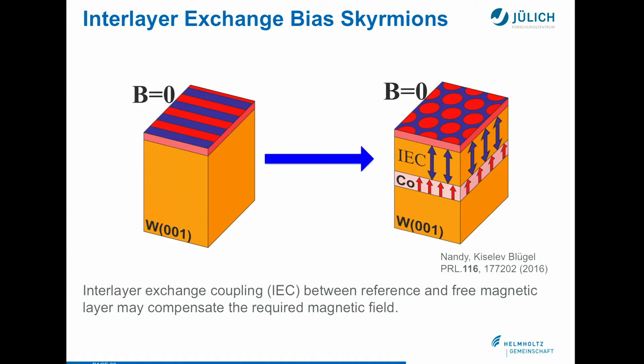So we have a couple of parameters. We have the thickness of the platinum layer, the thickness of the cobalt layer, the thickness of the interlayer spacing. So this is already a three-dimensional problem, and for this three-dimensional problem, we have to sort out all the parameters and then get into the phase diagram.